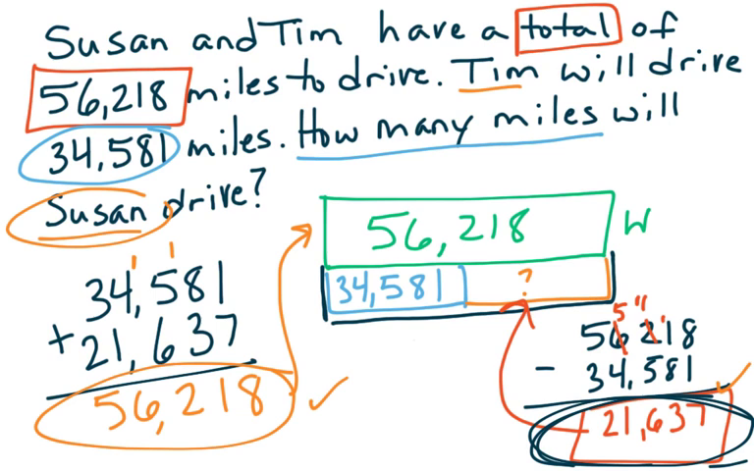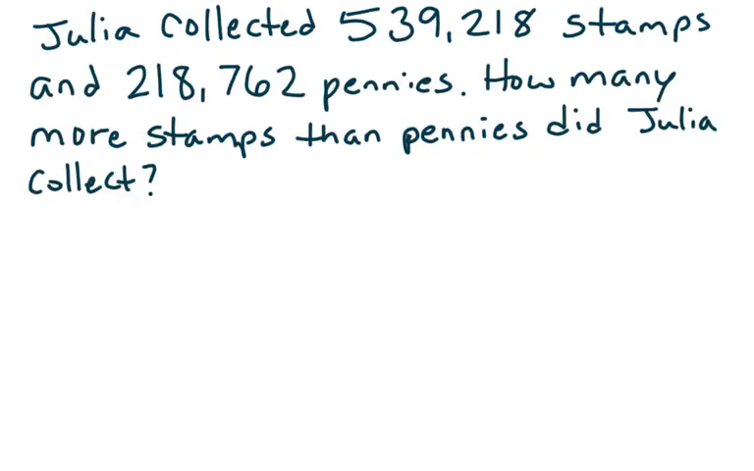Notice for this problem, I drew a diagram to help me identify what I'm going to do. I was missing my part, and because I was missing a part, I was going to subtract my whole minus my part to find my missing part. Let's take a look at the next problem, and I want you to solve this problem. The first thing you're going to need to do is identify, are you missing your whole or are you missing your part? If you're missing your whole, you're going to add. If you're missing a part, you're going to subtract. Then you're going to solve your problem. Diagrams are very helpful for these problems.